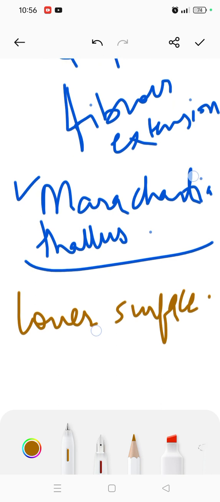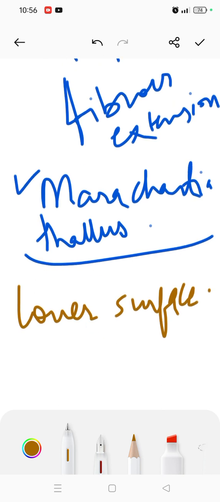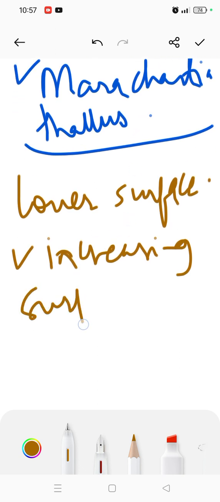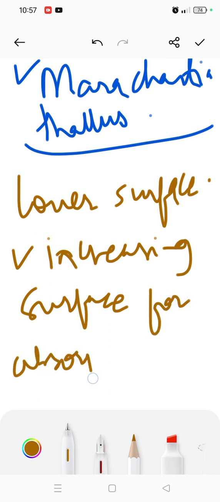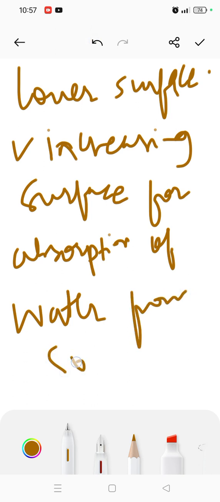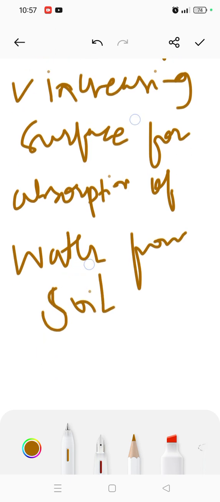You will see that these are present on the lower surface, and they help in increasing the surface for absorption of water from soil. So this is the first type, right?